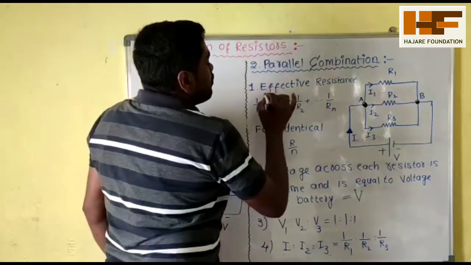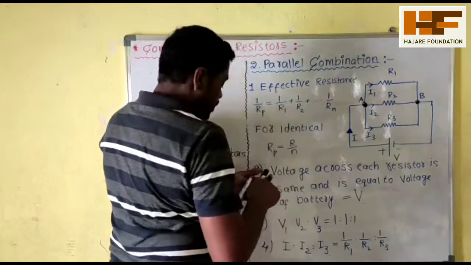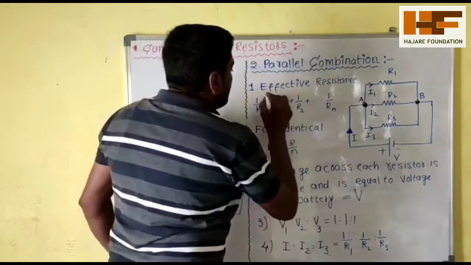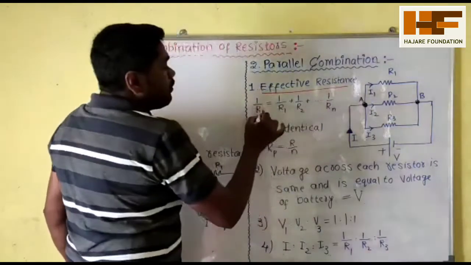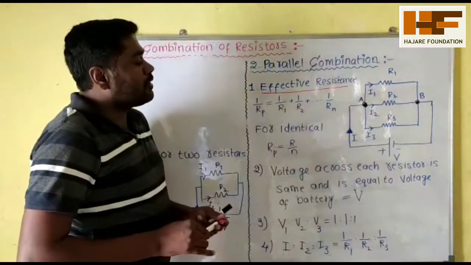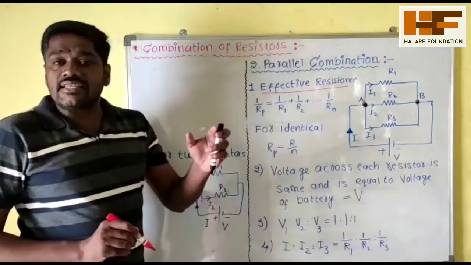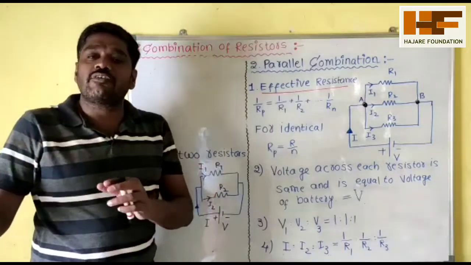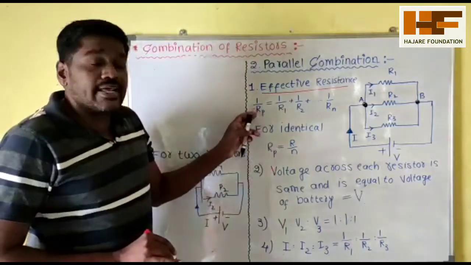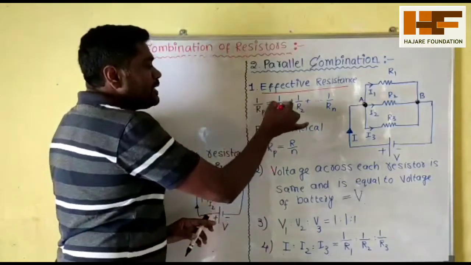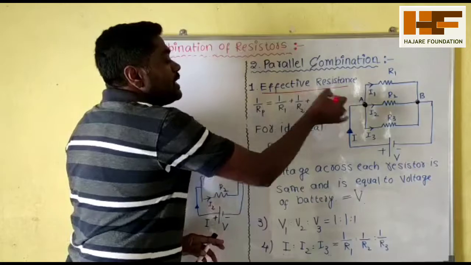In the parallel combination, what is the effective resistance? 1 by Rp is equal to 1 by R1 plus 1 by R2 plus 1 by Rn. Just a reciprocal. In the series, what? Rs is equal to R1 plus R2, direct summation. But here it is reciprocal summation: 1 by Rp is equal to 1 by R1 plus 1 by R2 plus 1 by Rn.